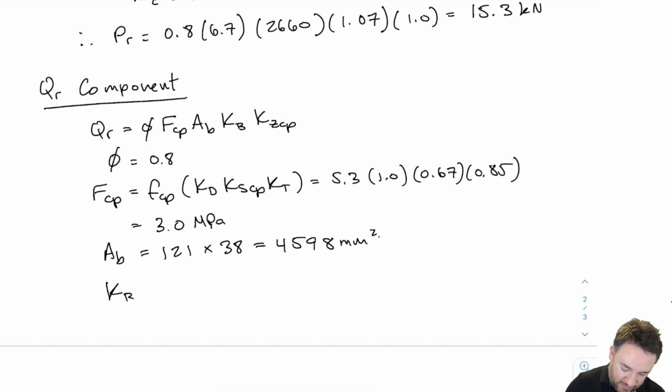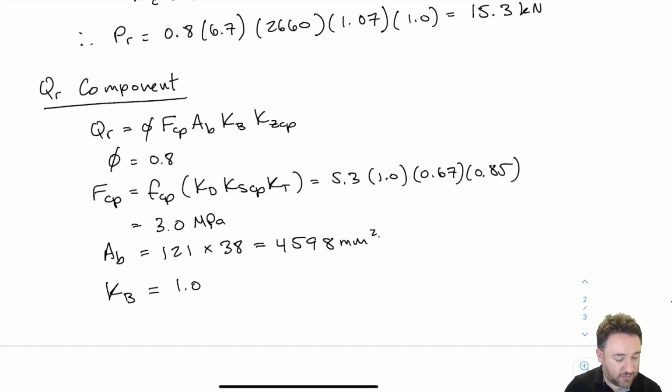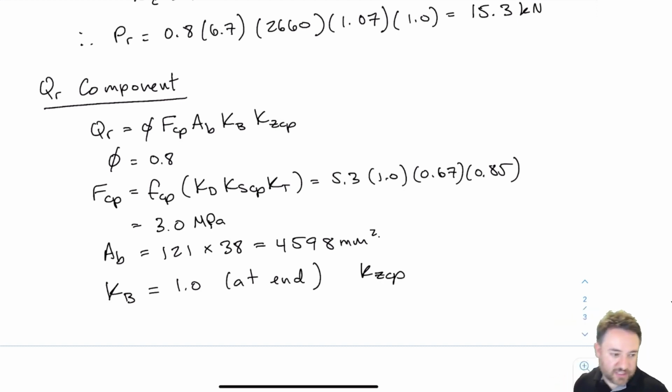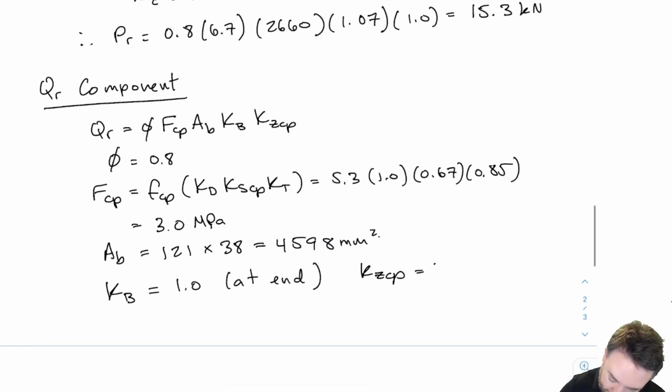And my KB factor for this equation is 1.0. Why? Because this load is being applied at the end of the member, so there cannot be any of the trampoline effect factors that we have seen before. And for KZCP, the joist is aligned vertically at the location that we are bearing, so we're not applying it on the flat. So KZCP is definitely going to be 1.0.